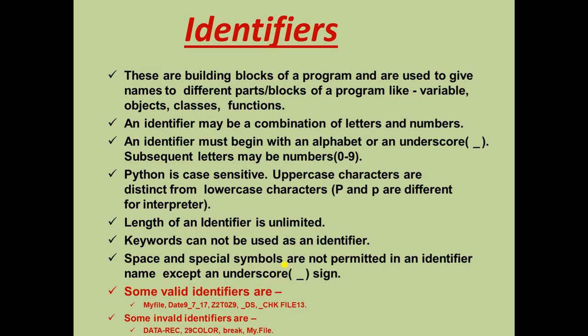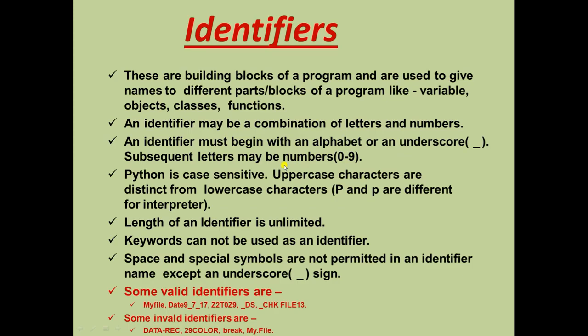Next is identifiers. Basically, identifiers are the building blocks of a program and are used to give names to different parts or blocks of a program like variables, objects, classes and functions. An identifier may be a combination of letters and numbers. So you can use letters and numbers for naming an identifier. An identifier must begin with an alphabet or an underscore. Subsequent characters may be numbers from 0 to 9.